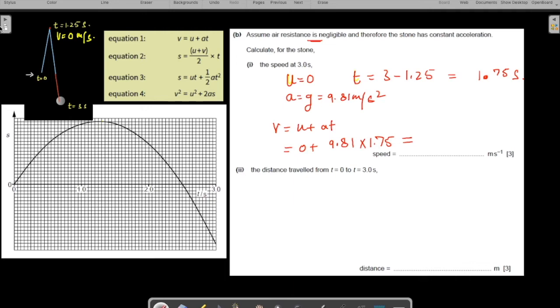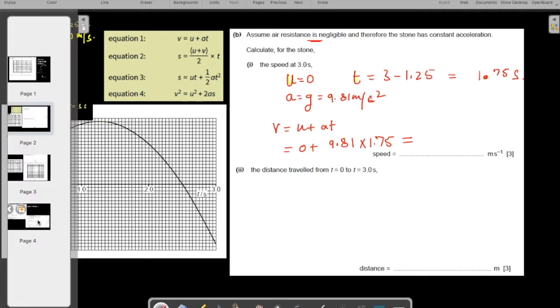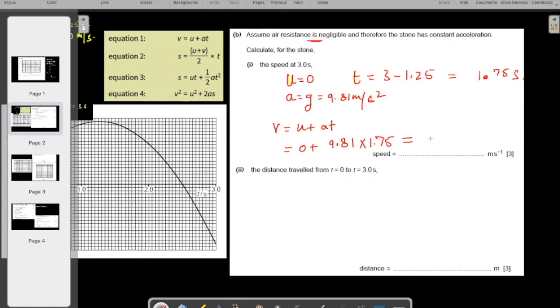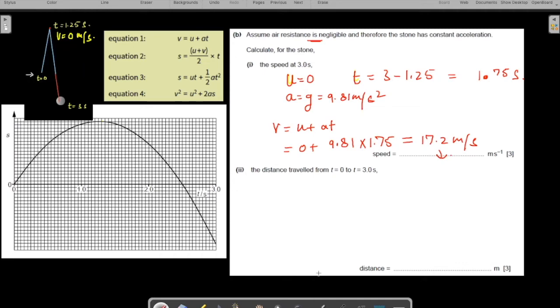Let us tally the answer with the mark scheme. Let us see what they have done. Yes, they have used the same equation. Time value is also the same. Everything is the same, so you should get your answer, which is 17.2 meters per second. This should be your answer here. Alright, so this part is done.